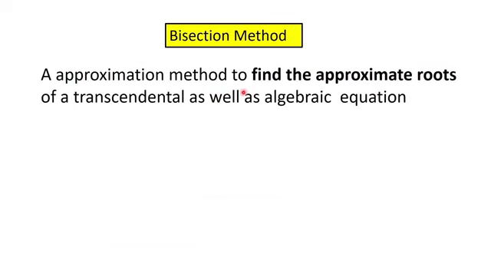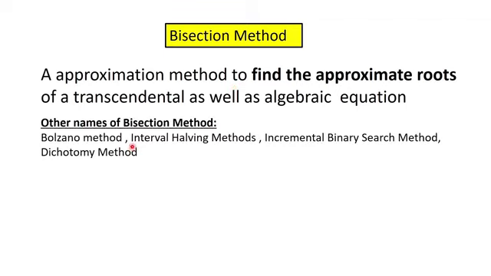So finally we can say the bisection method is a method to find the approximate roots of a transcendental as well as algebraic equation. This is an approximation method, that means it will give me the approximate root of an equation. The bisection method also has other names, like the Bolzano method, because Bolzano discovered this method, and the interval halving method, incremental binary search method, because this method works similar to the binary search method. So this name is given with respect to that. And the other name is the dichotomy method.